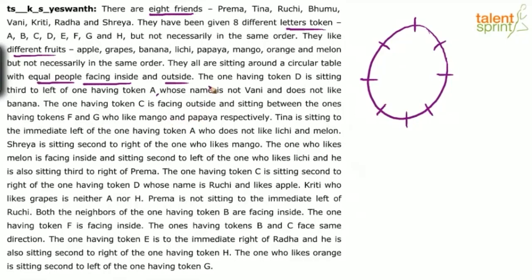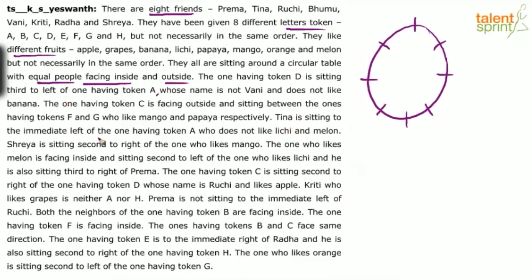Of course, we'll get 2 possibilities. What are the 2 possibilities? He says the one who has token C is between the ones having tokens F and G. Now, is it FCG or GCF? It is not very clear, so we can take both possible cases and try to complete the arrangement. But again, before doing that, I would quickly run through the remaining statements.